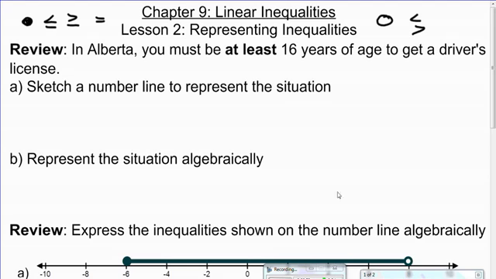Okay, so just a review of what we did in lesson 1. It says, in Alberta, you must be at least 16 years of age to get a driver's license.